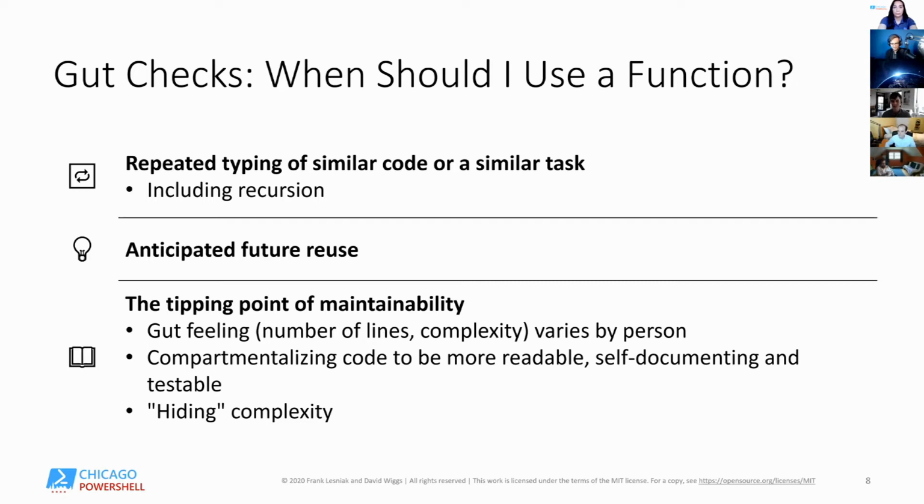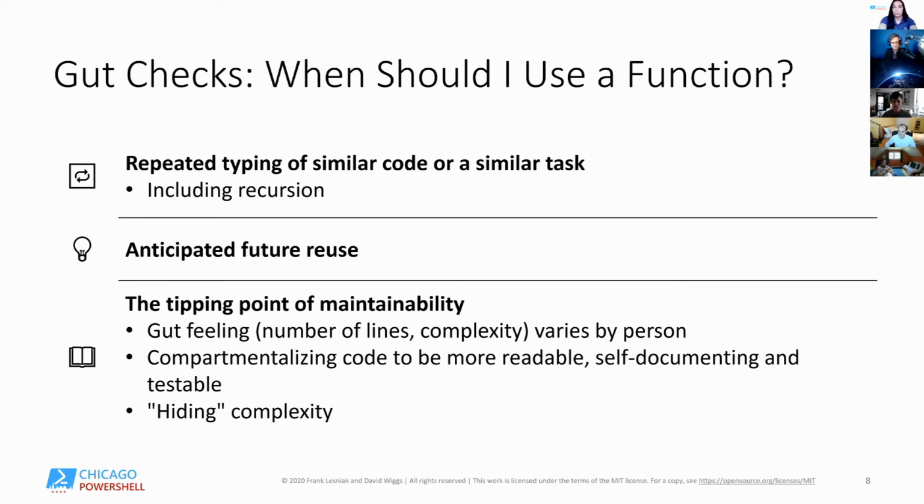It's along the same lines, anticipated future reuse. Maybe it's not within the same script, but maybe you have several scripts that leverage some sort of authentication mechanism that you continue to find yourself typing out all over again. Functionalizing and compartmentalizing that is very straightforward. But I think, a little bit more elegantly put, is the tipping point of maintainability.